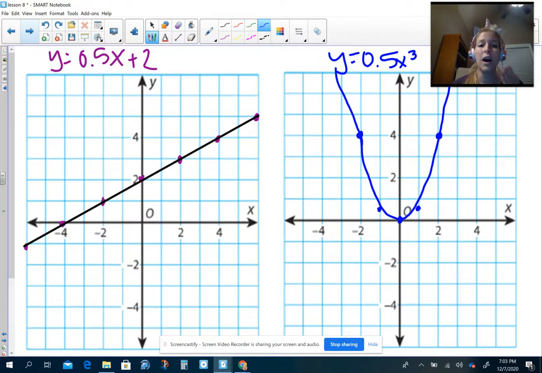Okay, so ultimately, guys, when we're looking at this, we want to make sure that if we're at a y equals mx or y equals mx plus b, it's going to be a straight line every single time, okay?